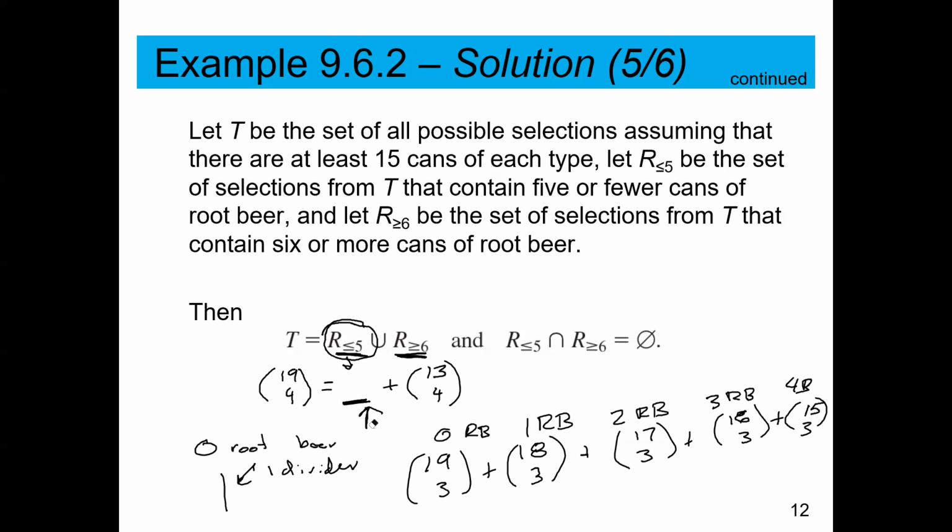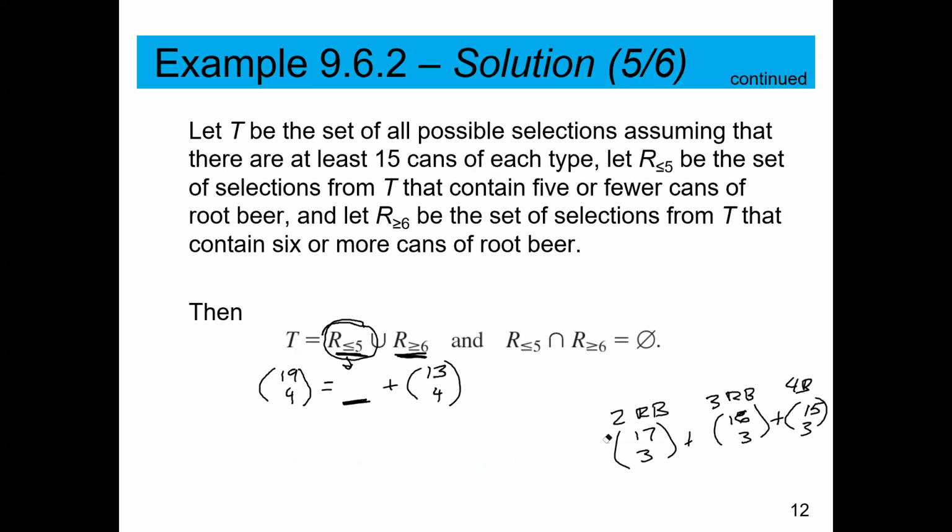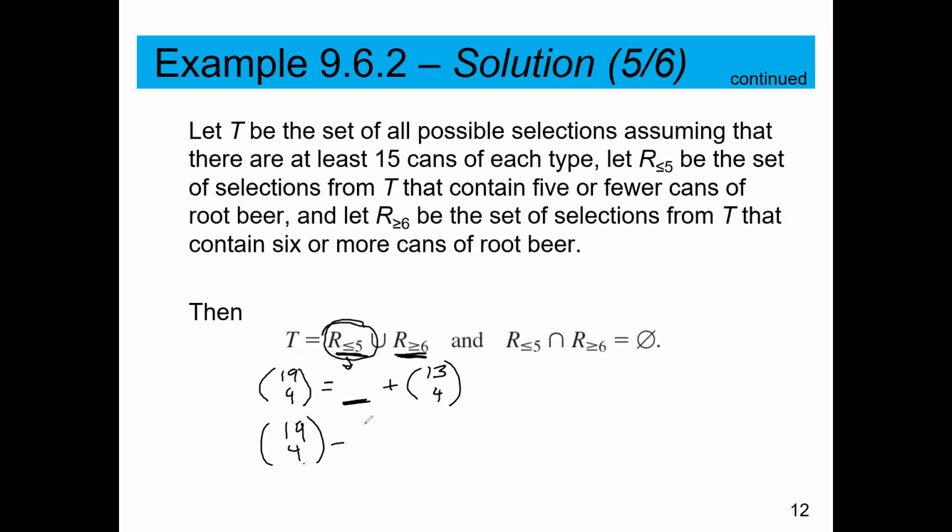All right, coming back here, all I have to do to solve this is just take my total number of cans and take away the number that I don't want, which is everything over 6, which we've already done. And in this way, I actually get 19 choose 4 minus 13 choose 4, which, if you really want to write that out, is 19 factorial over 15 factorial times 4 factorial minus 13 factorial over 9 factorial times 4 factorial.